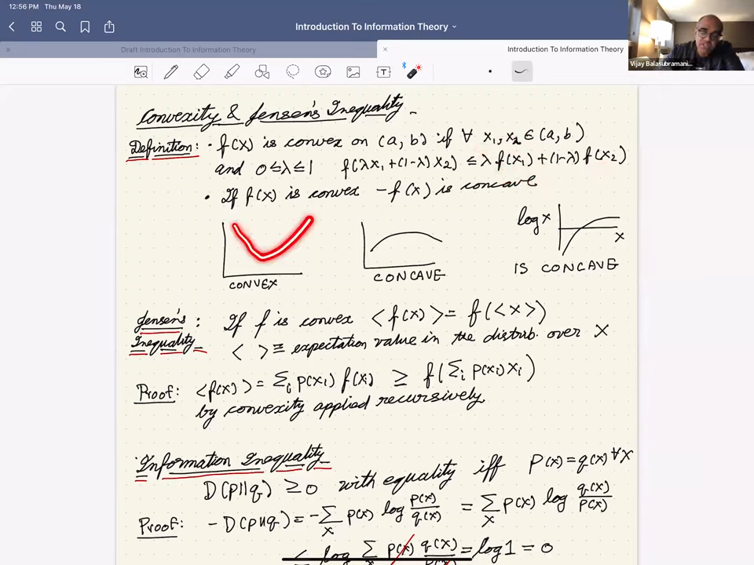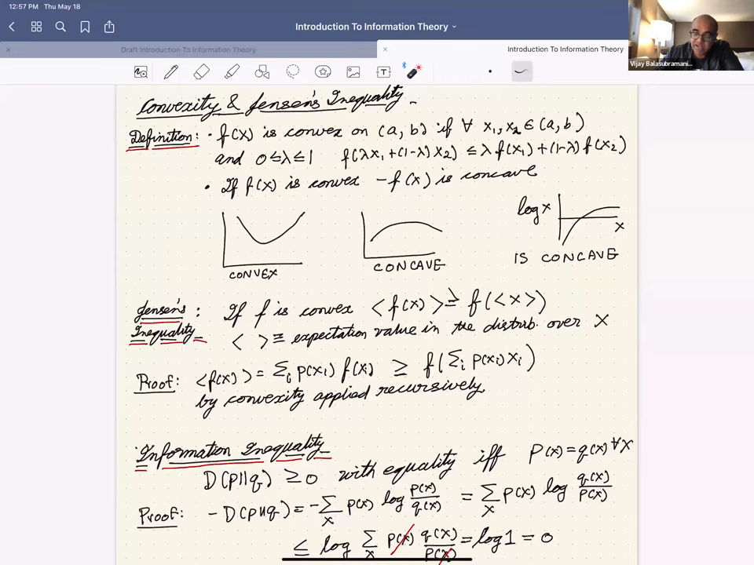There's an inequality called Jensen's inequality, which says that if f is a convex function, in other words it bends up like this, and x is a random variable, then the expected value of f of x is bigger than or equal to f of the expected value of x. So basically, if you push the expectation value inside, you get an inequality. The proof of this is basically by applying the convexity condition recursively.